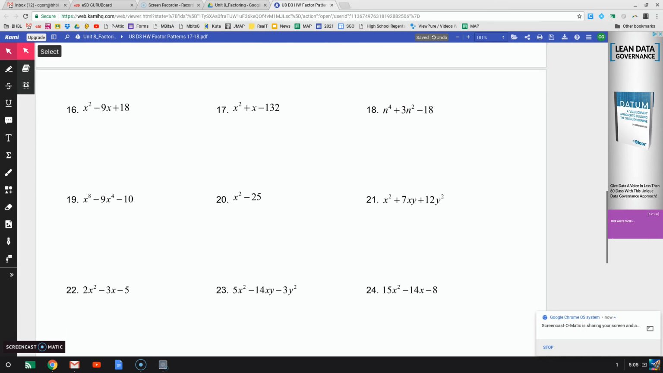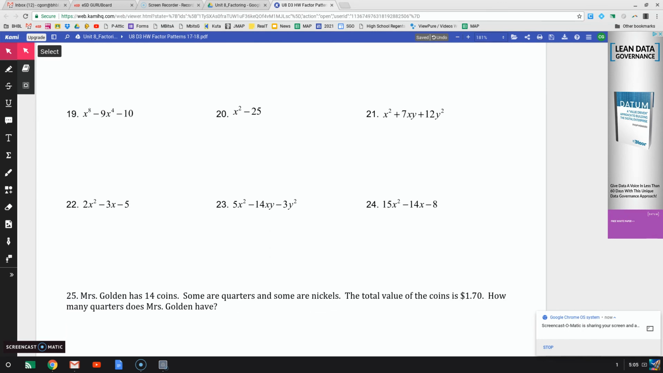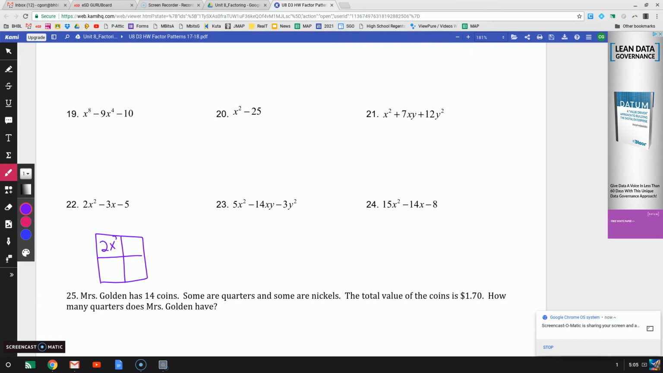Okay, I want to pick up on question 22. Now, 22 is very, very similar to the others, but there's something a little bit tricky about it. So when I go, I'm going to ask myself if there's a GCF. I notice that there is no GCF between my terms. So I'm going to go to my box method. So I have my 2x squared here and my negative 5 here. And again, I'm not going to fill in my negative 3 yet because I need 2 terms to add to a negative 3.